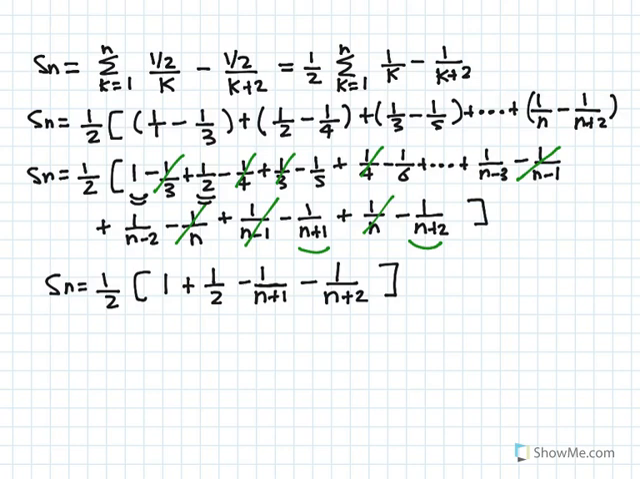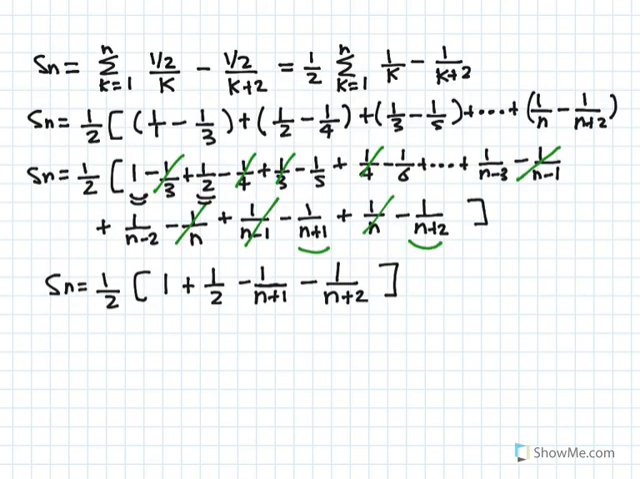All right, so notice the telescoping nature of this infinite series, with almost all of the interior terms of the sum canceling out, we're left with a simple formula for Sn. That simple formula is Sn is equal to 1/2 times 1 plus 1/2 minus 1 over n plus 1 minus 1 over n plus 2.